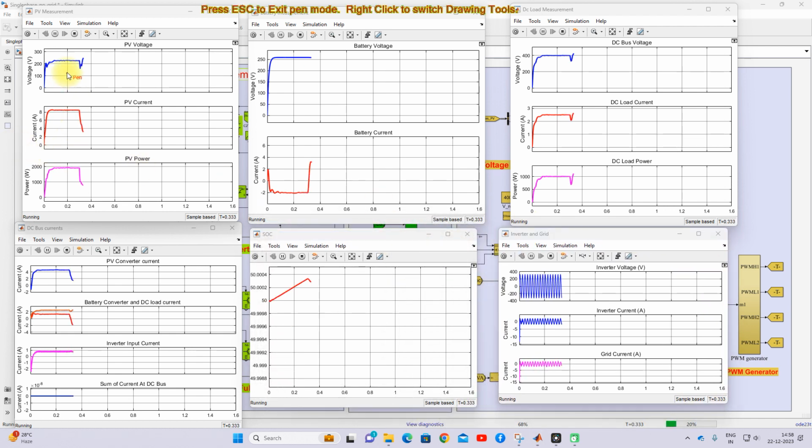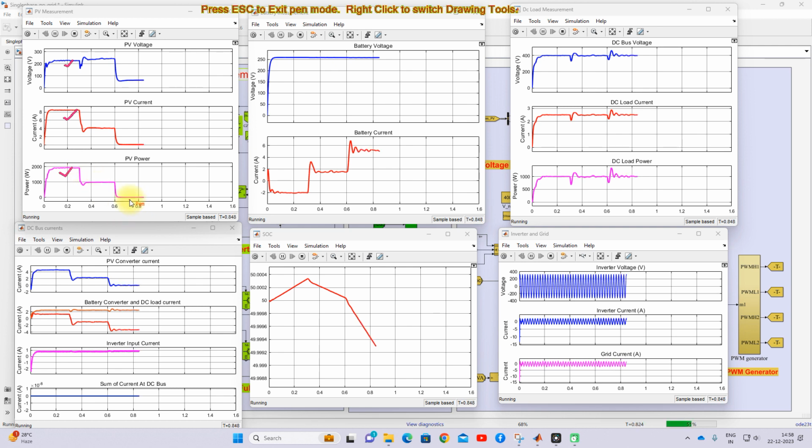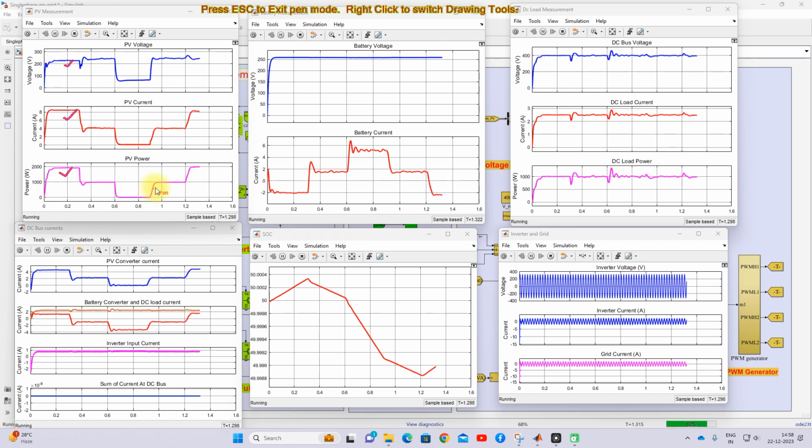So this is the voltage of the PV, current of the PV, and power of the PV. Here you will see the power generation of the PV according to the radiation: initially around 1950 watts, then 1000 watts, and then 0 watts, because radiation changed from 1000 to 500, 500 to 10 watts per meter square. According to that change in irradiation, the PV power also changed. And then it changes from 0 to 1000, 1000 to 2000.